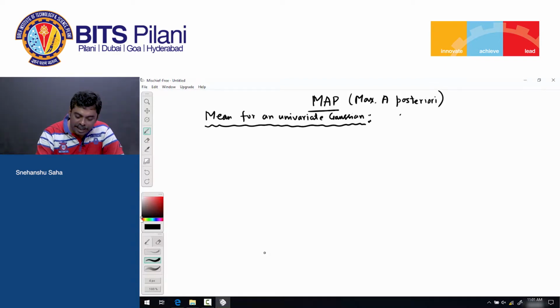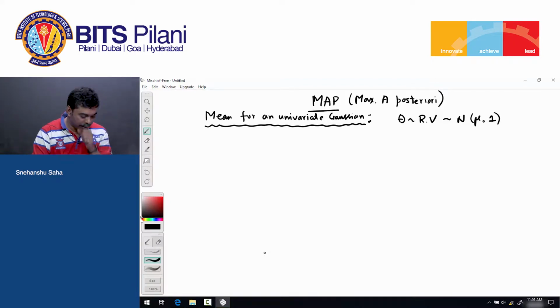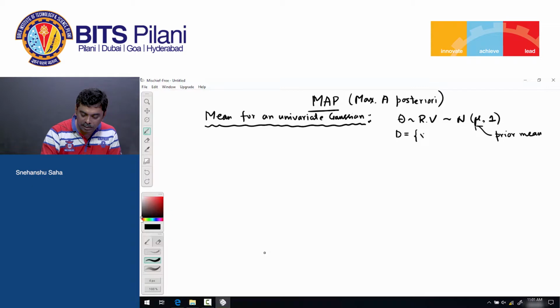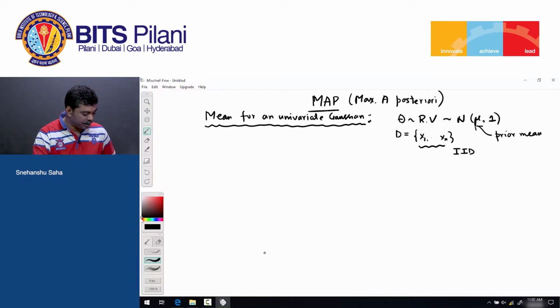So the problem statement is I have theta, a random variable, which is sampled from a normal density function with some constant variance and some prior mean. So this is nothing but a prior mean. And my data is this, and we also assume that this is IID, independent and identically distributed. Therefore, I will assume that.